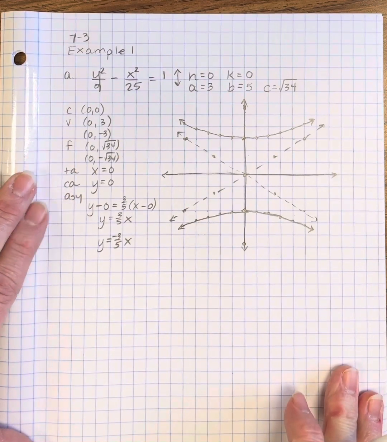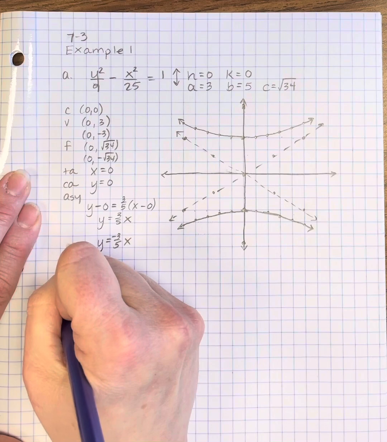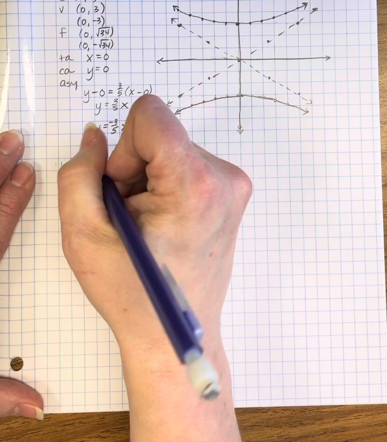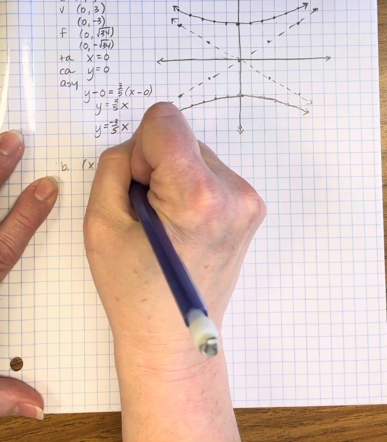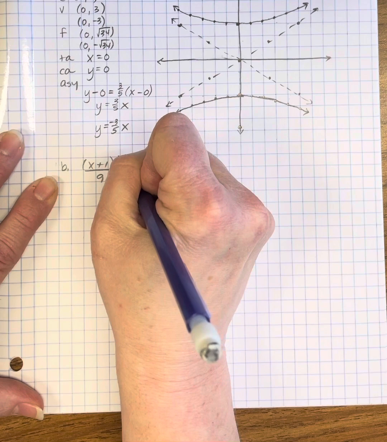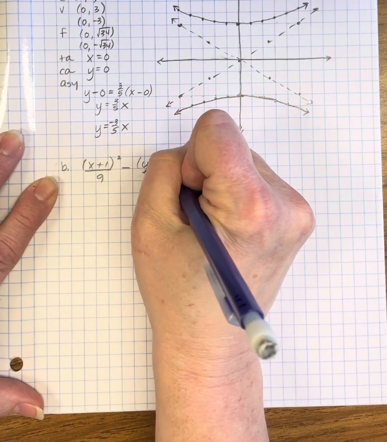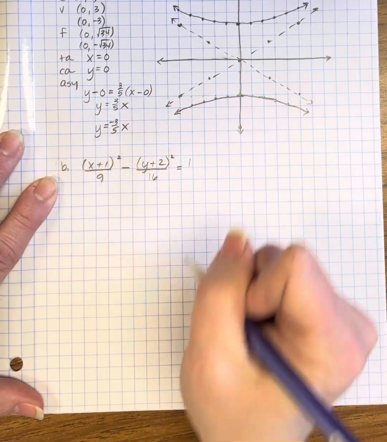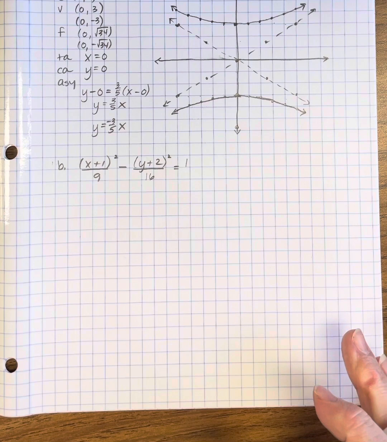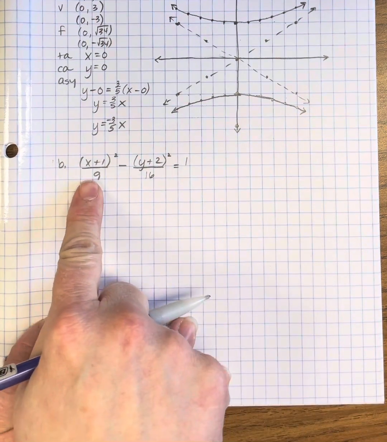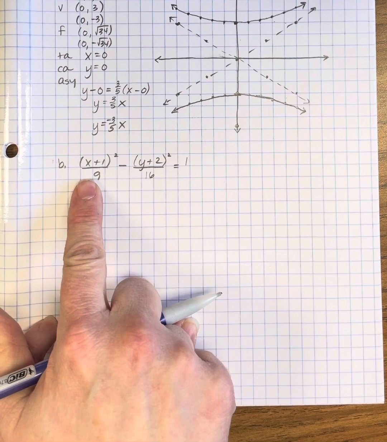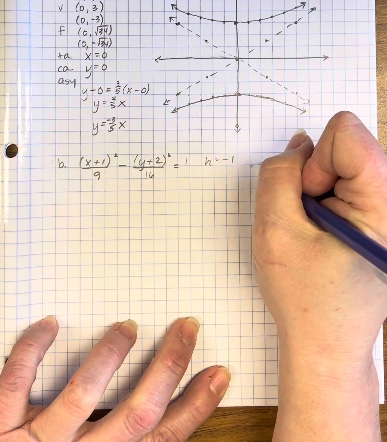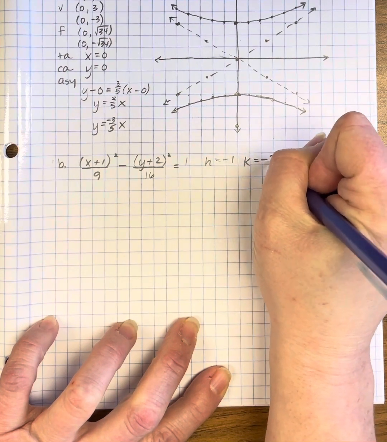Okay, so let's do letter B. So this one is x plus 1 squared over 9 minus y plus 2 squared over 16 equals 1. All right, so this one is going to go horizontally because my x squared is positive. So h equals negative 1, k equals negative 2.